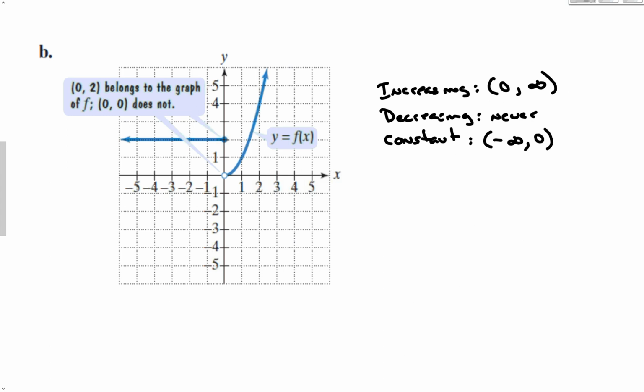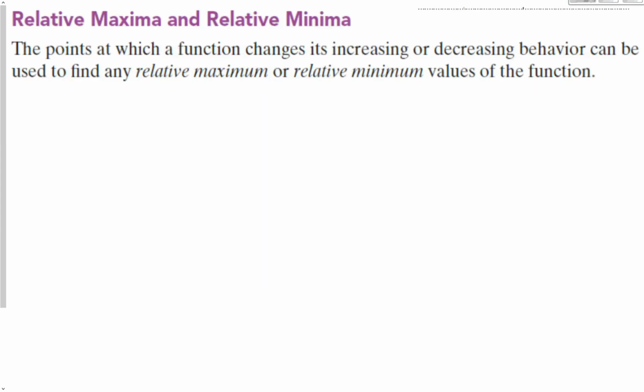Always use parentheses with these functions. Okay? Next, relative maximum and relative minima. So the points at which a function changes its increasing or decreasing behavior can be used to find any relative maximum or any relative minimum values of a function.